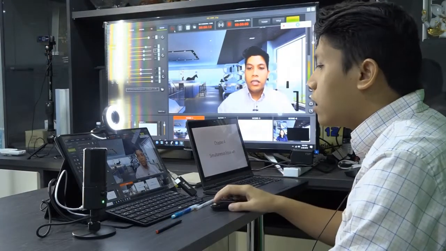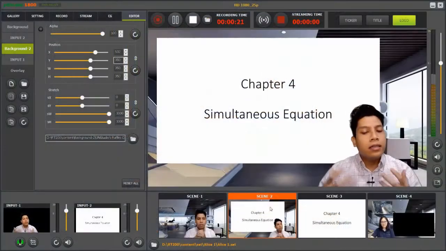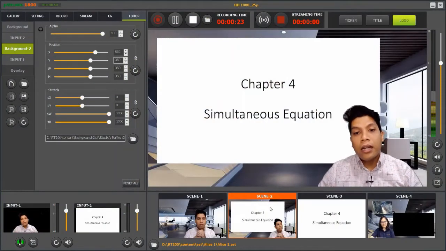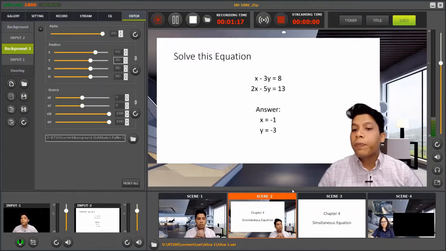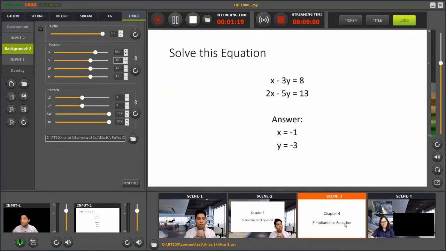which is simultaneous equations. To learn about what simultaneous equations are, I'm going to show you some examples, such as y is equal to negative 3. Okay, let's go to the screen straight away.